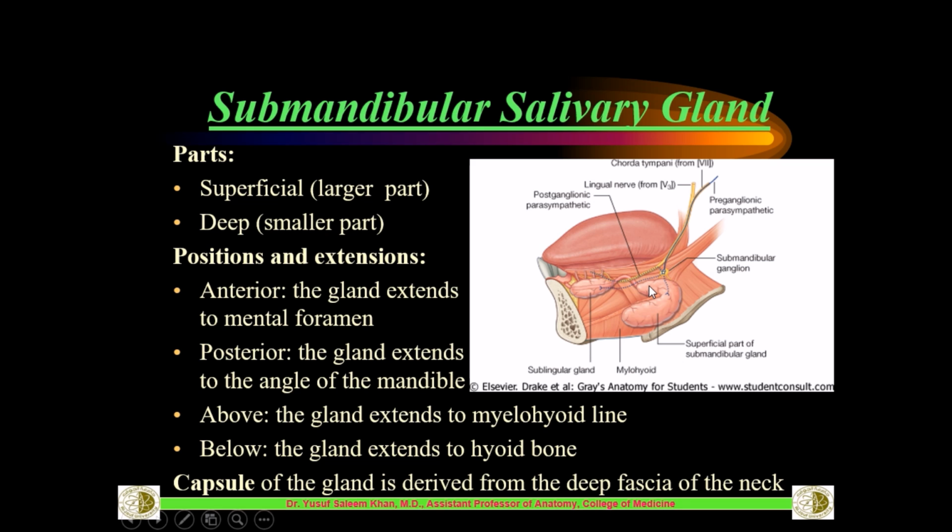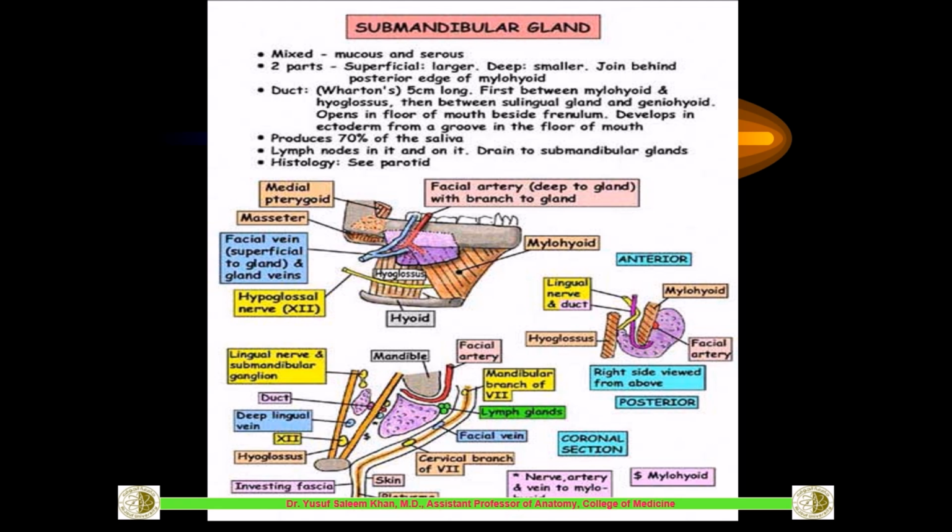Above, the gland extends to the mylohyoid line. Mylohyoid line is the line where the mylohyoid muscle is attached to the mandible from inside. So that will be the extension above. Below, the gland extends up to the hyoid bone. This is the hyoid bone here. This gland is also covered by a capsule, derived from the deep fascia of the neck. Capsules are usually the modified deep fascia covering the glands.